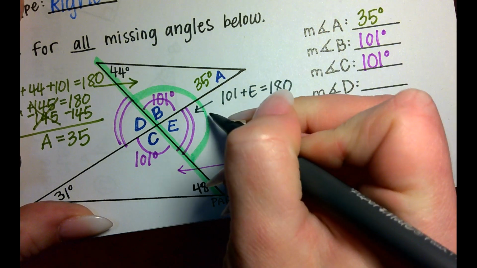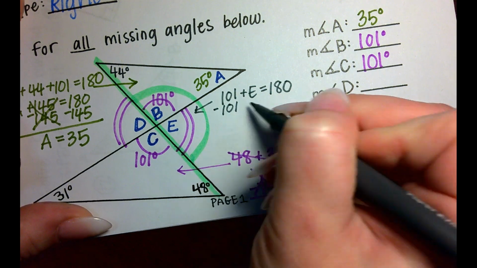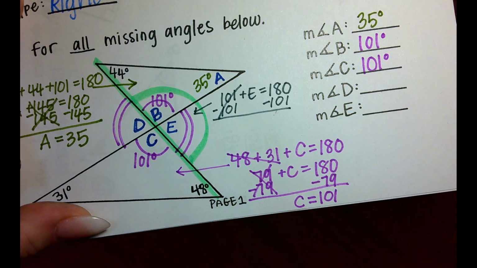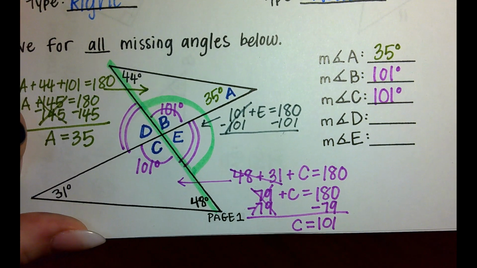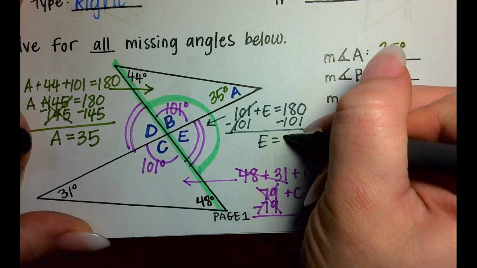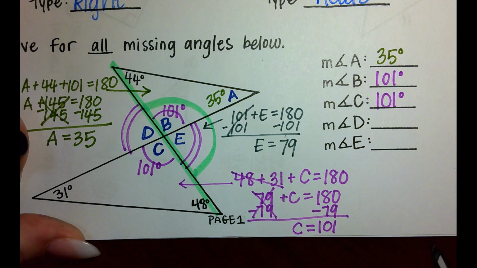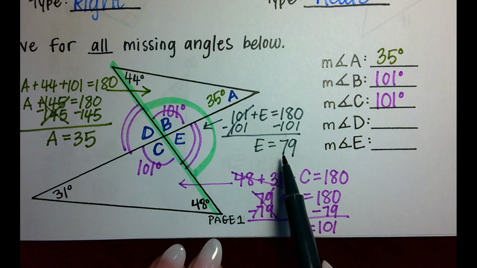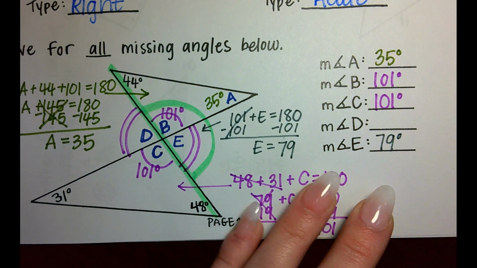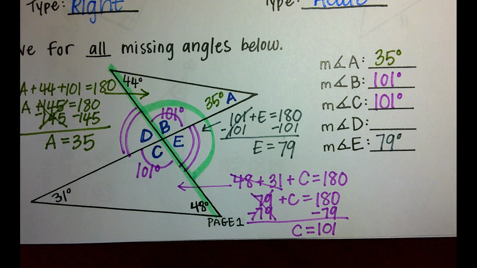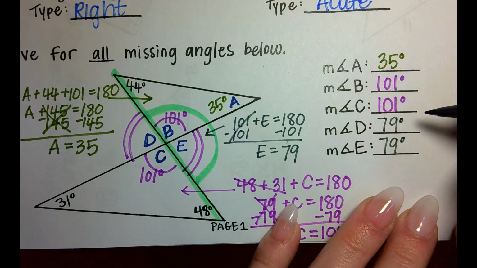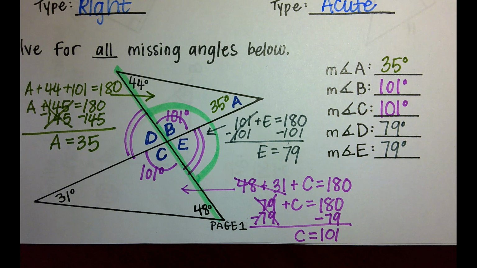And Star, I heard you got the right answer already. I think you did that in your head. That's awesome. So my 101s cancel after I subtract from both sides, and 180 minus 101 is 79 degrees. So E is 79 degrees. So D is also 79 degrees. Very nice.